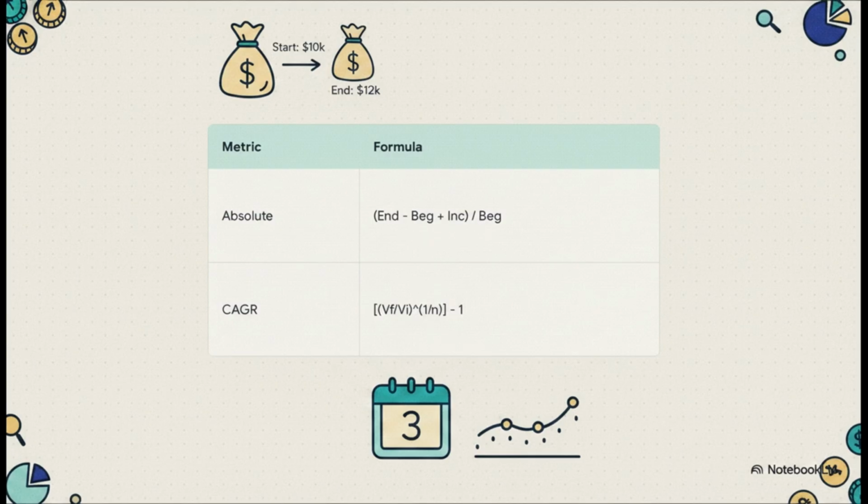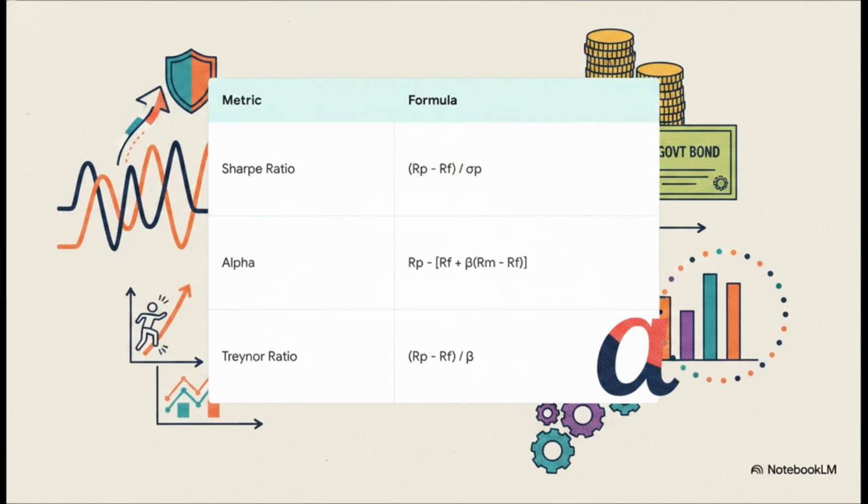The compound annual growth rate, or CAGR, is different. It takes the final value, divides it by the initial value, and factors in the number of years. It gives our bakery owner a much smoother, annualized picture of true growth year over year. But here's the thing. Returns mean nothing without adjusting for the sweat it took to get them.